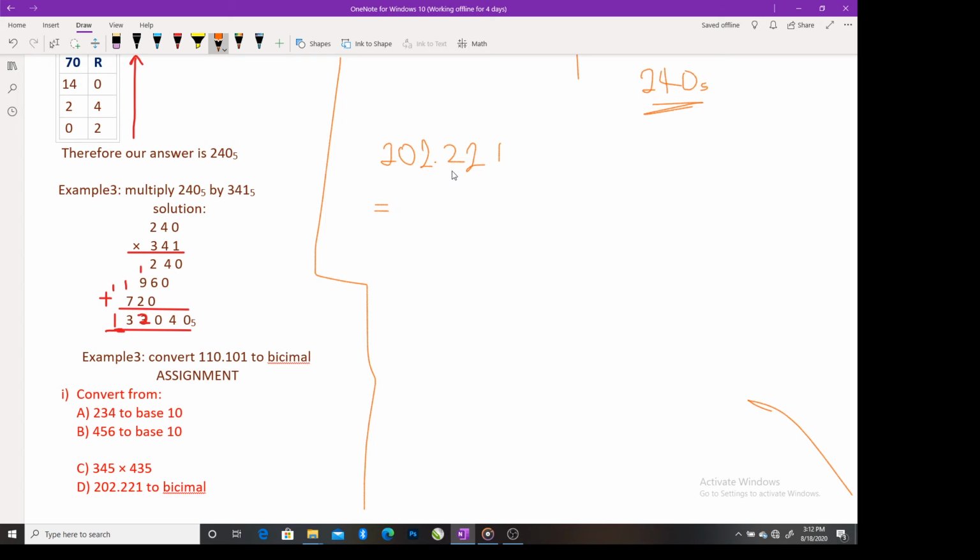So when you get to this place, something will happen. The question is, what base is this question? It is in base 3. All these numbers are not up to 3. Any base you are operating with, all the numbers must be lower than your base.